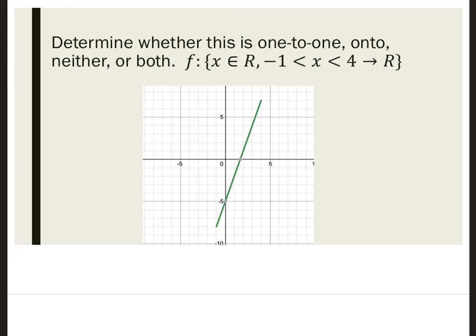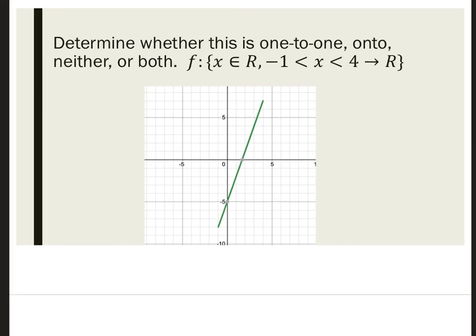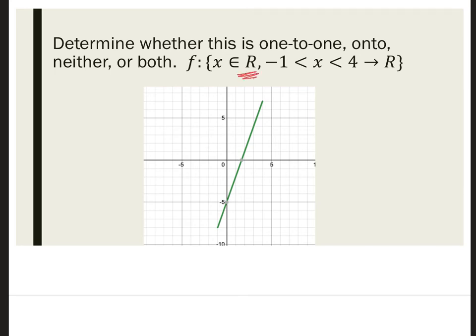This one, again, it's really important that you understand what all this notation means. The picture is very obvious, but check this out. This is a function where x is an element of the real numbers, meaning the domain is all real numbers between -1 and 4. You can see it: this is the smallest value, here's -1, the greatest value is 4. But we're trying to map onto all real numbers. So is it 1 to 1 just based on this picture? Yes, it passes the vertical and the horizontal line tests. It is 1 to 1.